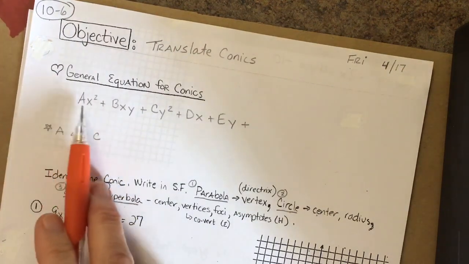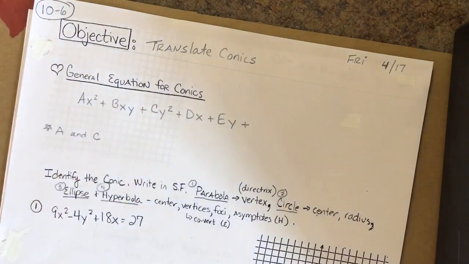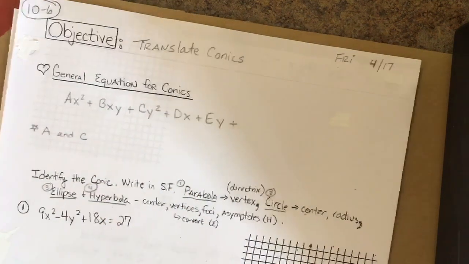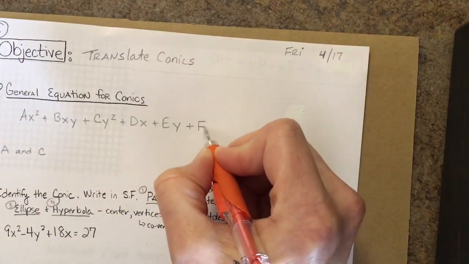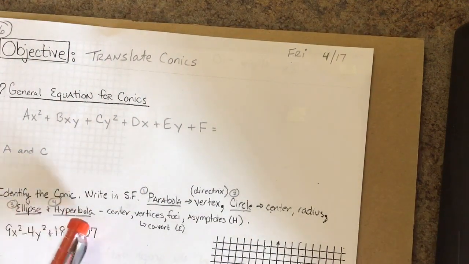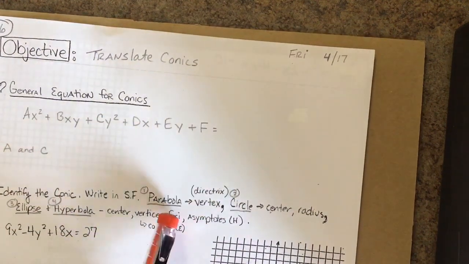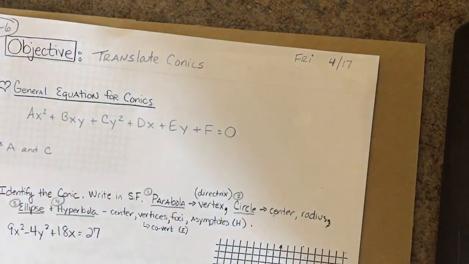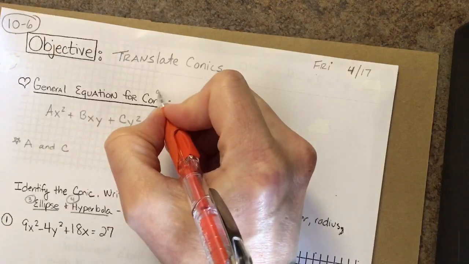All right, it's ax squared plus bxy plus cy squared plus dx plus ey plus, what letter do you think is coming next? I heard it. F. And what will this equal? Well, an ellipse and a hyperbola equal 1. Circle equals radius squared. Parabola equals y or equals x. Here it equals 0. All right. This is the most general equation for all conics. It's for all conics.